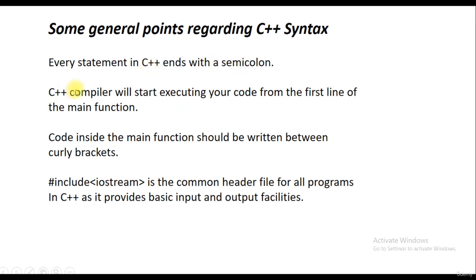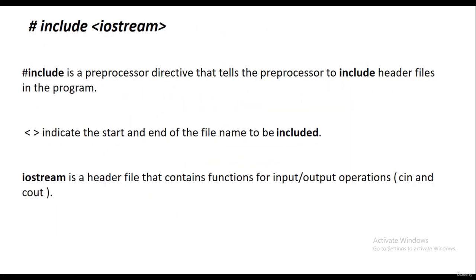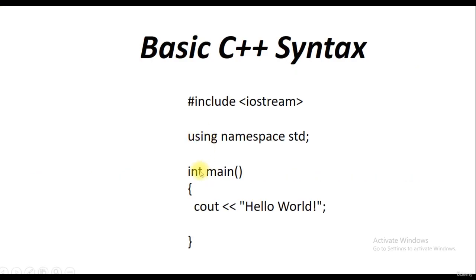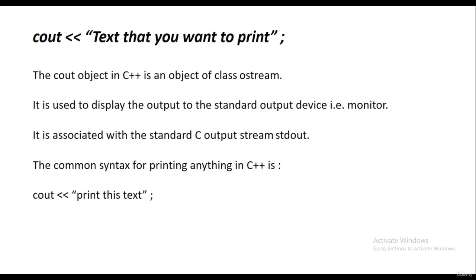The next important point to remember is that the C++ compiler will start executing your code from the first line of the main function. Code inside the main function should be written between curly brackets. See here, the main function: after you write int main and close these brackets, you have to open a curly bracket and you have to also close that curly bracket. The lines written between these two curly brackets will be executed in that order respectively by the compiler. So this thing is also important, you should remember this.